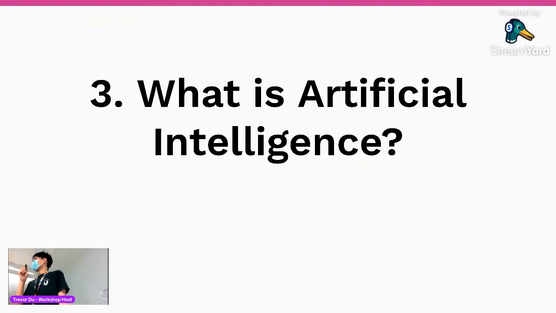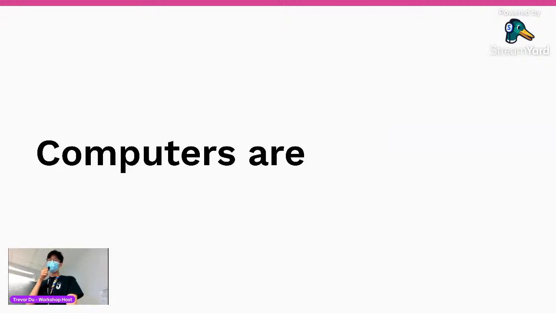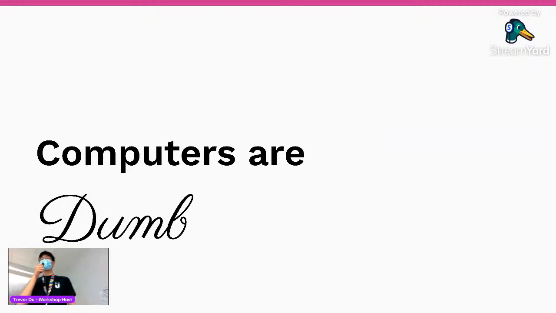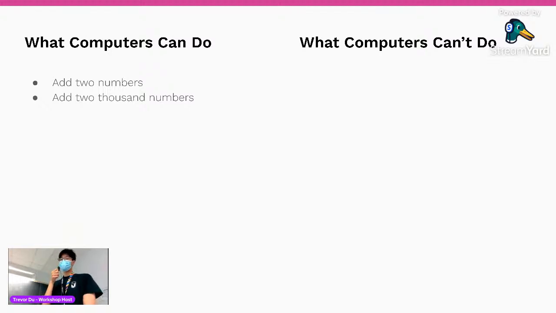All right. So let's talk about what is artificial intelligence. Well, the first concept that we're going to learn is that computers are dumb. And this is probably what you've seen in a lot of your introductory programming courses, is that computers need very specific instructions to do things, right? So let's talk about what computers can do and what they can't do. We all know what they can do. They can add 2 numbers, add 2,000 numbers, or like draw a rectangle. Something like that, right?